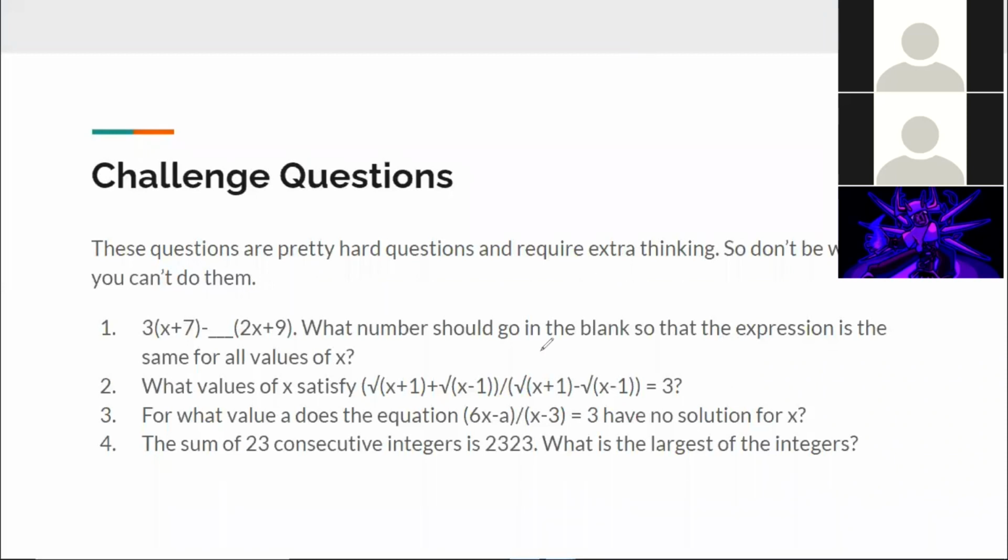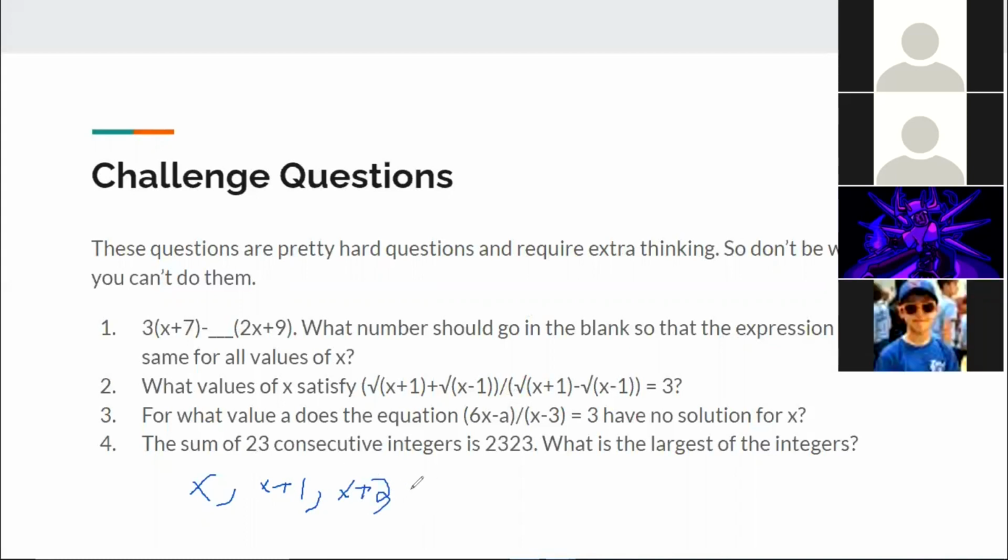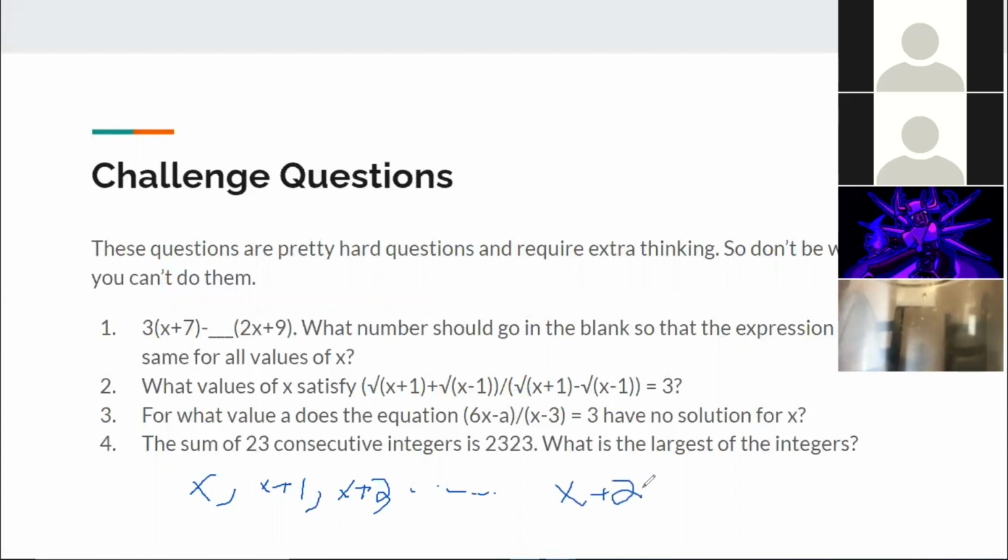Okay, so for number 4, there's kind of 2 ways to do this, but one way is better. I'm just going to start the first way, but I'm not going to finish it because it's kind of bad. Consecutive integers basically means the first integer, and then the first integer plus 1, plus 2, plus 3. So it's going to be x, then x plus 1, then x plus 2, and so on. So if there's 23 consecutive integers, you could write it like x all the way to x plus 22.